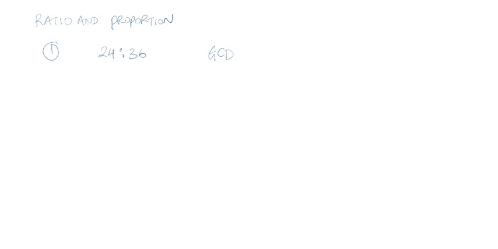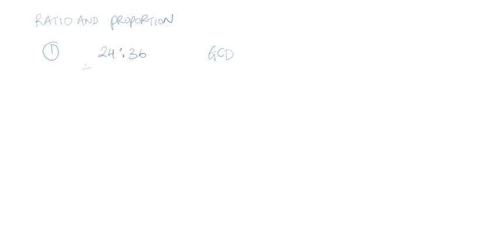So the biggest number by which you can divide both 24 and 36. Now 24 and 36 can be divided by a number of numbers. You can divide both by 2, you can divide both by 4, but there is one number by which you can divide, and it's the biggest number. And usually to be able to find the greatest common divisor, you need to really know your times table really well.